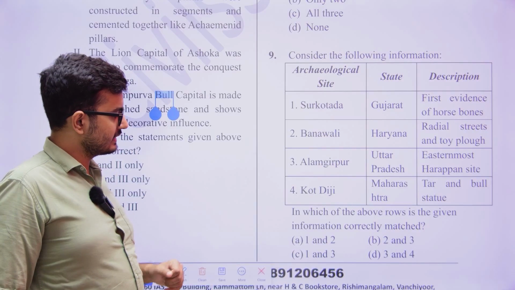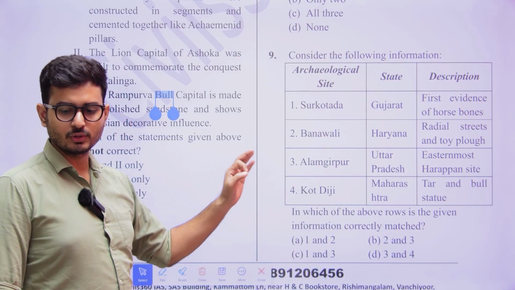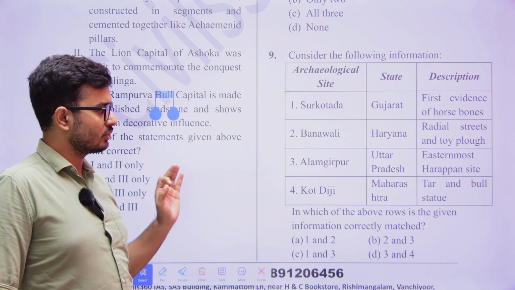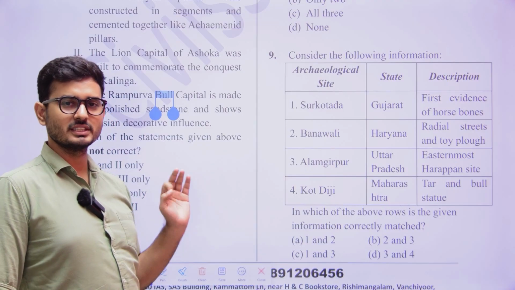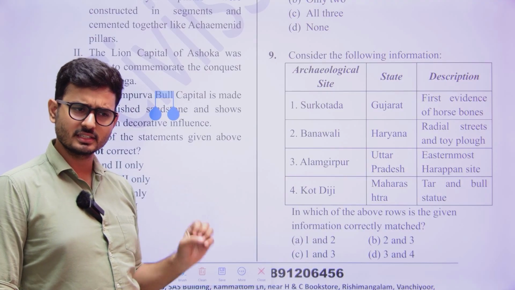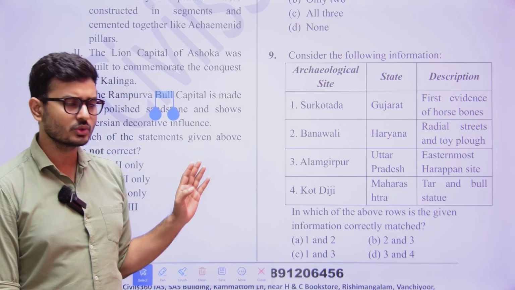So here we know from the options that only two statements are correct. Now when we talk about them, the most basic and easiest one is Surkotada. It is in Gujarat, and one of the earliest horse remains have been found here. So Surkotada is correct.